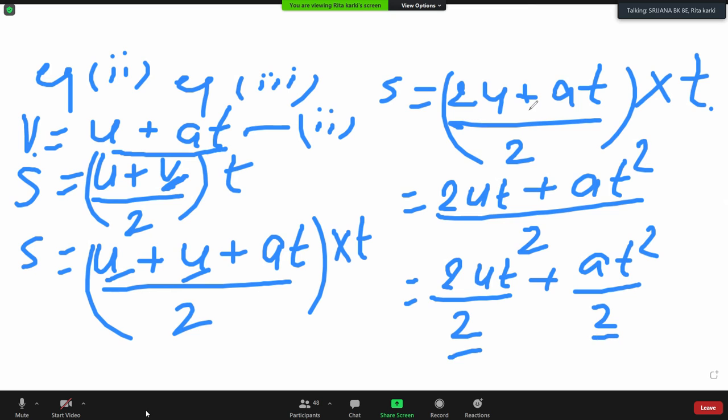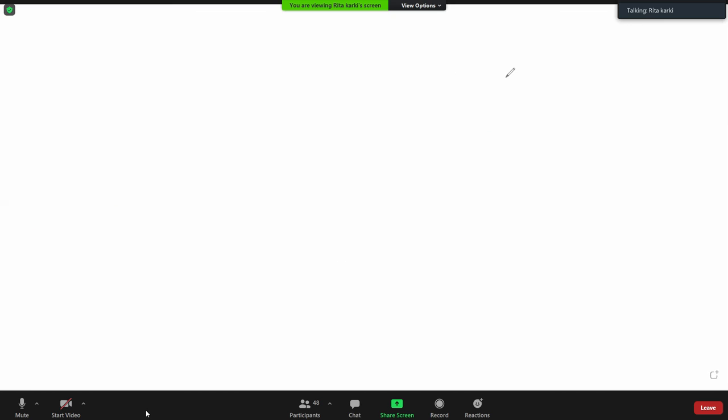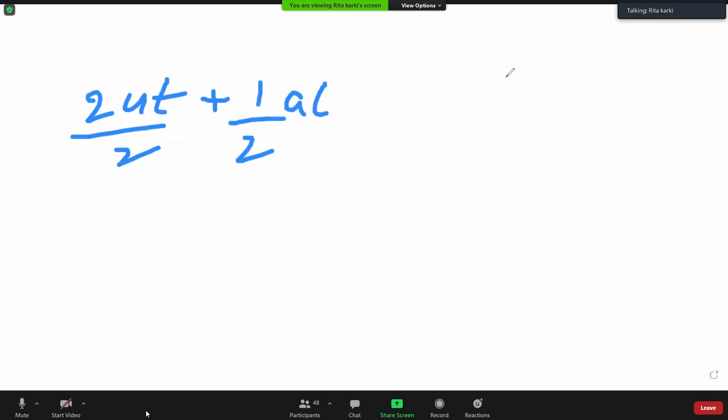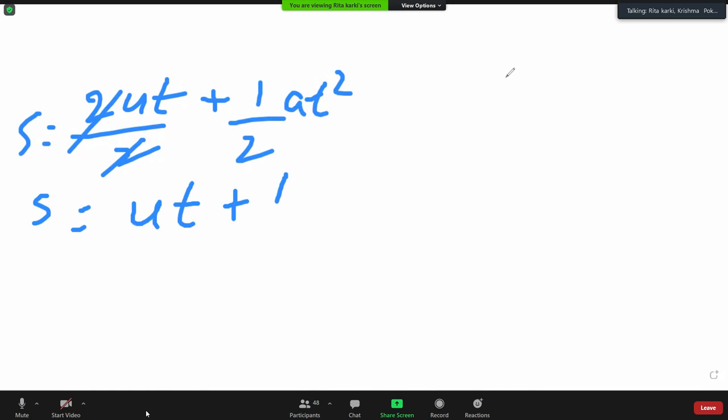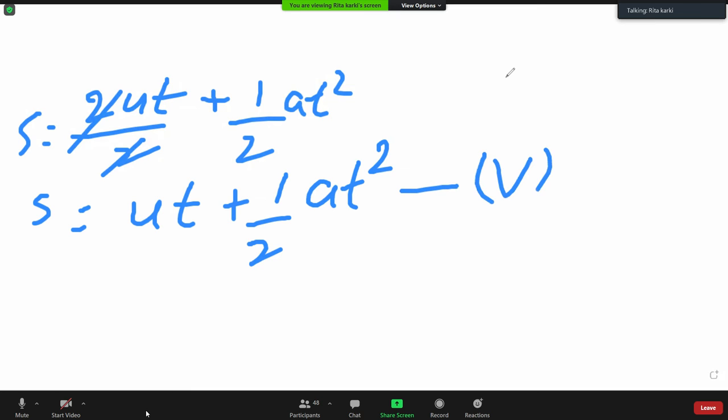Taking the LCM of 2 and 2 again gives the same equation as above. Yes, so we can easily break it like this. Now 2 and 2 cancel, so after cancelling 2 and 2, what do we obtain? The last equation was like this: s equals ut plus half at square, which is equation number 5. Clear?